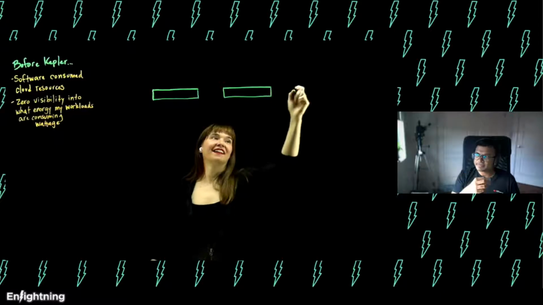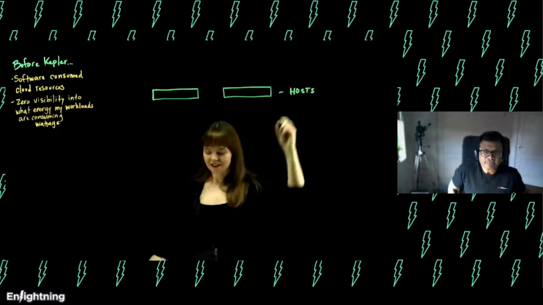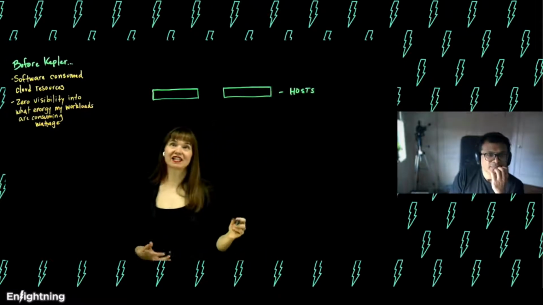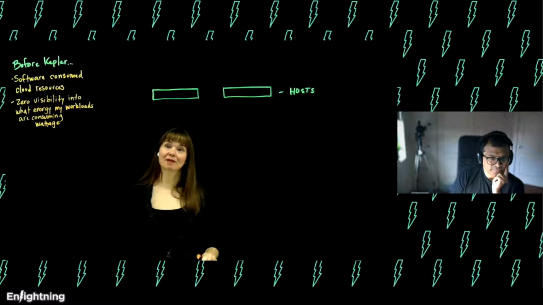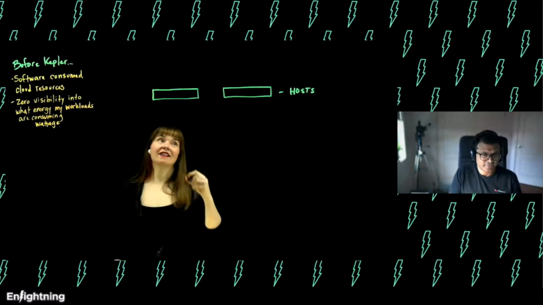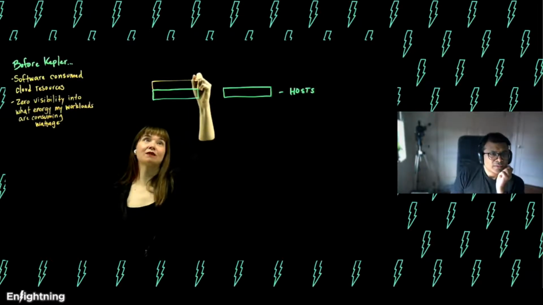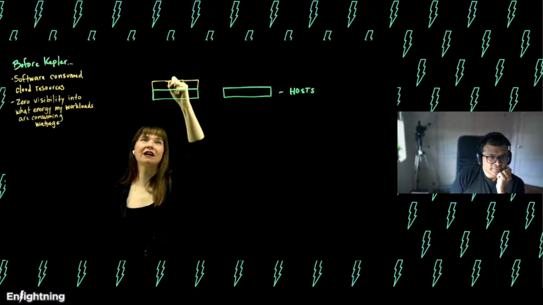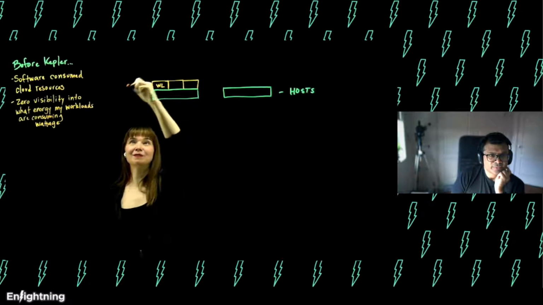So if these are hosts, and each host takes 200 watts to run regardless of what's running on top, and then this machine has 3 workloads on it. So this is a workload. I'll just put this.